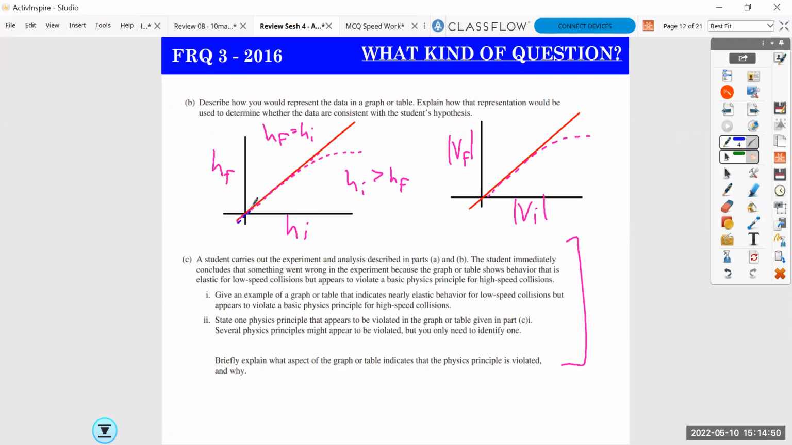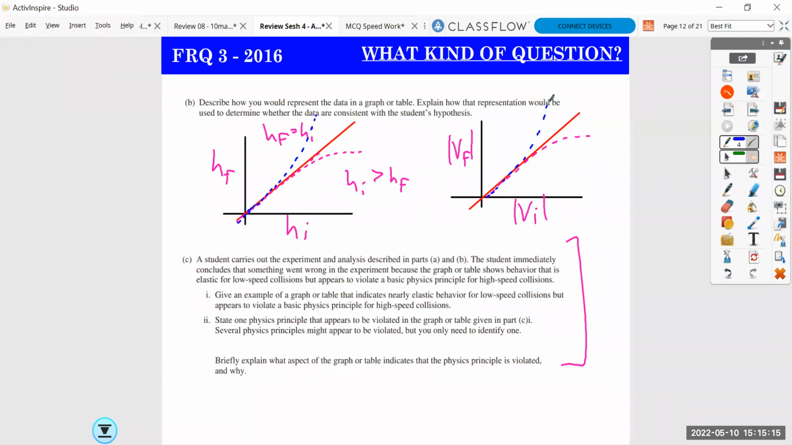What could be something that would be really unexpected? Well, if I drop the ball from 1 meter and it bounces up to 1.5 meters, there's a problem here, right? It shouldn't bounce up higher than it started. So the graph that they might get would look something like this, right? Or similarly for velocity, you send it in at 1 meter per second and it bounces back at 2 meters per second.